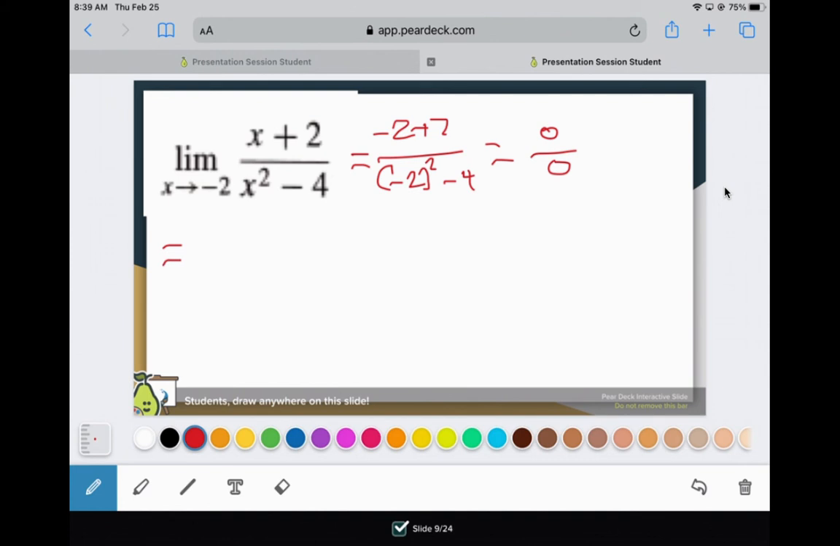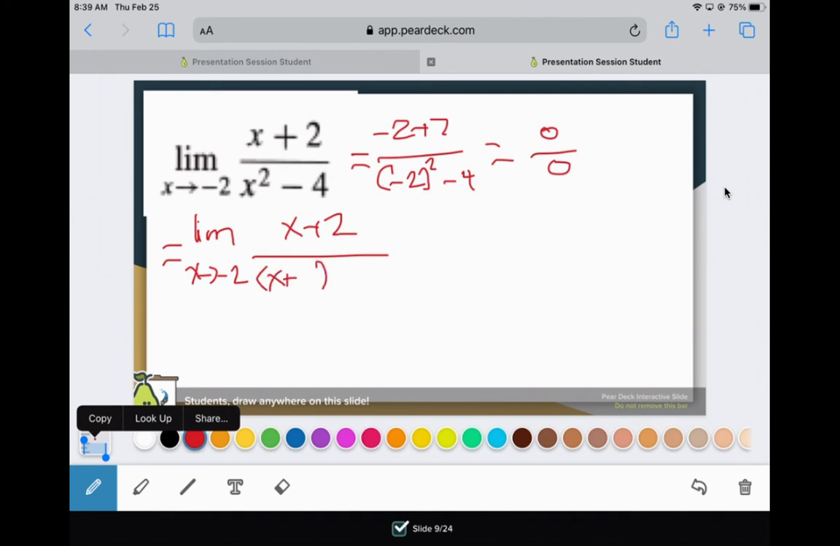Okay, so I'm going to write this one out. Limit as x approaches negative 2. The top is the one that I will keep. The bottom, let's see. Okay, thank you, Jessica. It's going to be x plus 2 over x minus 2.